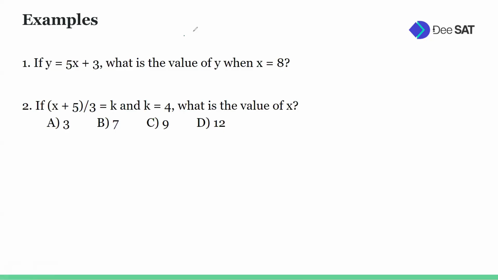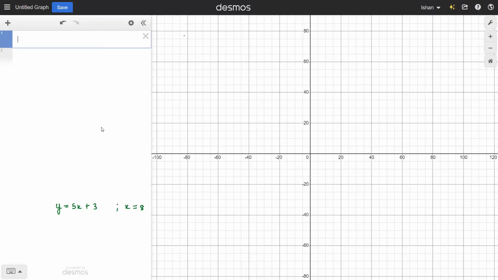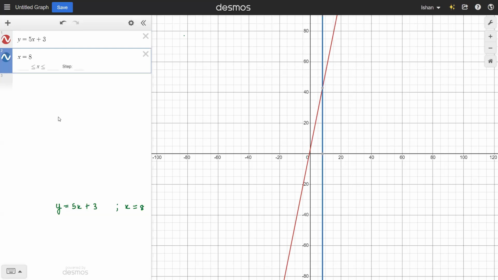Now let's solve these examples for better understanding. The very first question is, if y is equivalent to 5x plus 3, what is the value of y when x is 8? Let's see. The question says y is equivalent to 5x plus 3 when x is equivalent to 8. So the very first technique is I'll write the equation directly. That is y is equivalent to 5x plus 3. The graph with the equation is being plotted for x equals 8. The intersection point will be my answer. That means when x is 8, the value of y is 43. So the value of y is 43.